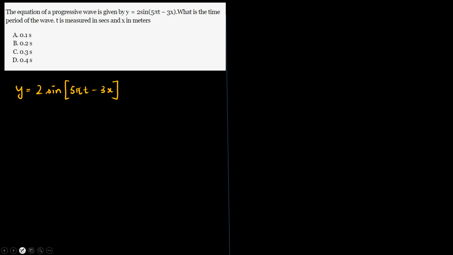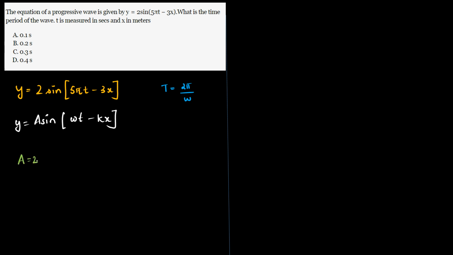I want the value of t, so I know that t can be written as 2 pi divided by omega, right? Can I find out what omega is? Yes, I can. What is the general equation over here? y is equal to a sine of omega t minus kx. Now comparing both of them, you will get the value of a.